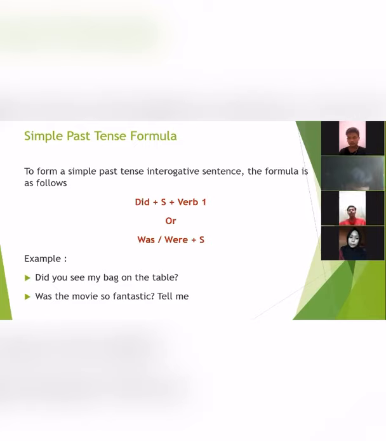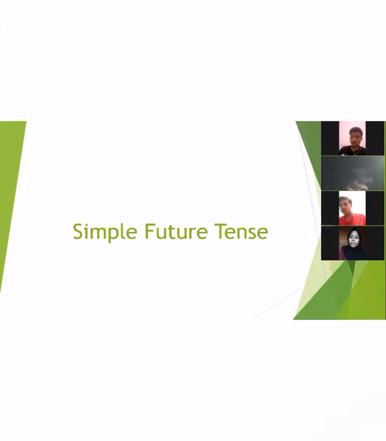To form a simple past tense interrogative sentence, the formula is: did plus subject plus verb 1, or was or were plus subject. Example: did you see my bag on the table? Second example: was the movie so fantastic? The next topic will be continued by my friends.